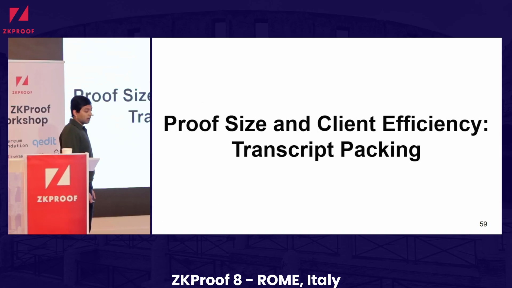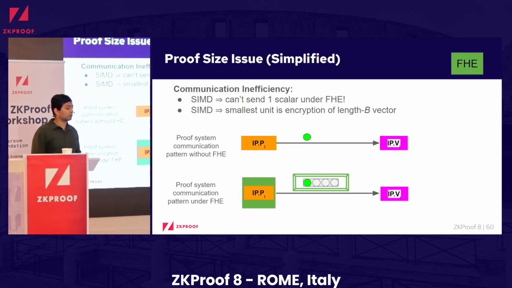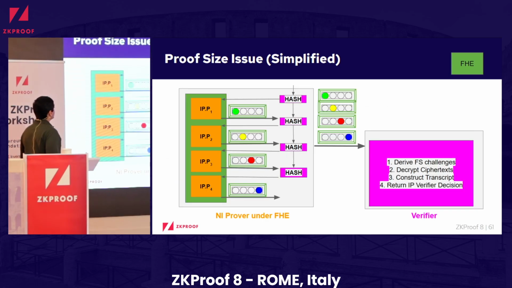Okay. Now I want to say a little bit about the proof size issue. Because of SIMD, the proof system communication pattern without FHE is that I would send you maybe, in GKR, just a couple of field elements every single round. But the smallest unit I have now is a ciphertext, and a ciphertext encrypts B things. So what you get is something that looks like this as a very simple proof system. I wanted to send you 1 dot in every single round, but I was forced to send you B dots.